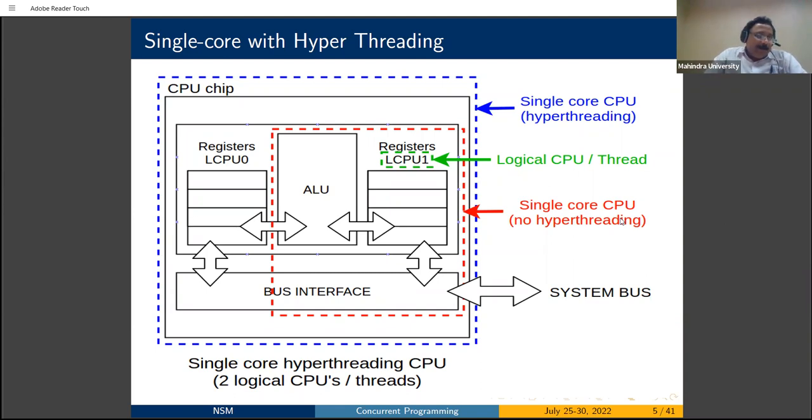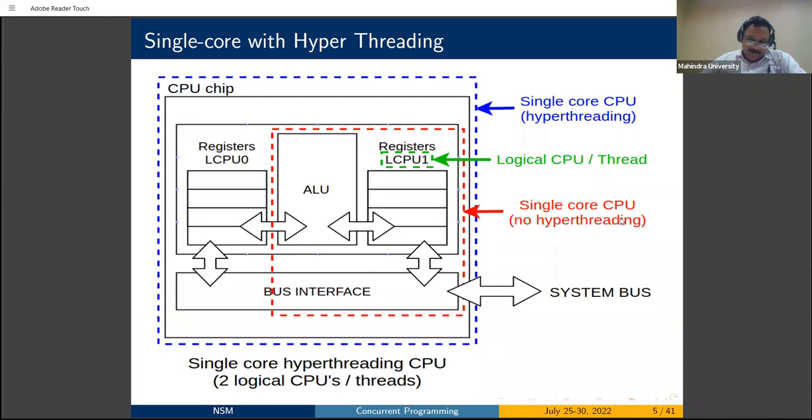That is why scientists asked, why should we waste the resources of the ALU? For efficient utilization, the ALU can be shared across multiple hardware threads. If the ALU is shared across multiple threads, we can achieve better performance. That is the concept of hyper-threading. Do you have any doubt until this point?